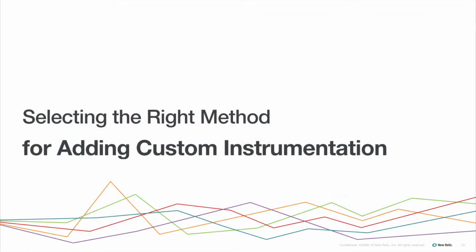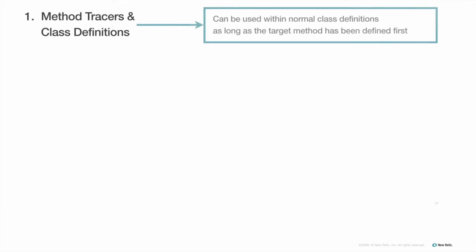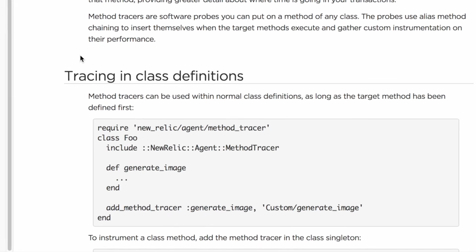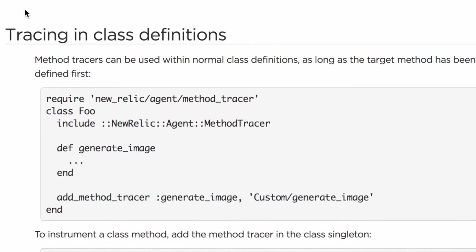There are several different methods for adding custom instrumentation, each with a purpose and use case to enable you to really dig into every part of your app's code. Method tracers and tracing in class definitions is one of the easiest to use and most common methods in Rails. You can add a method tracer on a method of any class, and the agent will insert an additional segment in your transaction trace anytime a particular method gets called. Method tracers can be used within normal class definitions as long as the target method has been defined first, or you can reopen the class in an initializer and then add the method tracer. I'll go over initializers in a moment.